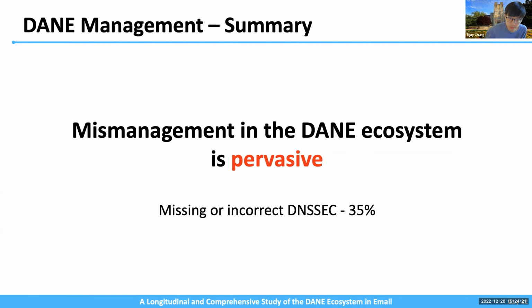So the conclusion is mismanagement in the DANE ecosystem looks pervasive, right? Because missing or incorrect DNS records is over 35%, right? Of course, this percentage is based on the number of different domain names, right? What I meant is each domain name is not treated equally, of course. There are some popular providers such as Gmail that host tons of domain names, or there can be really small providers that manage only a couple of domain names. Of course, it is still possible, right?